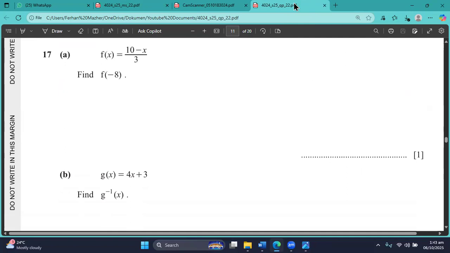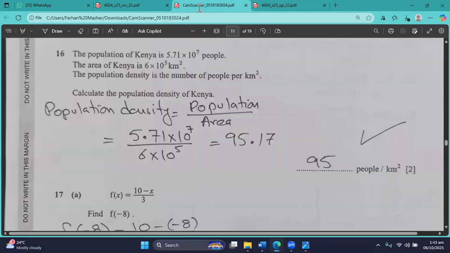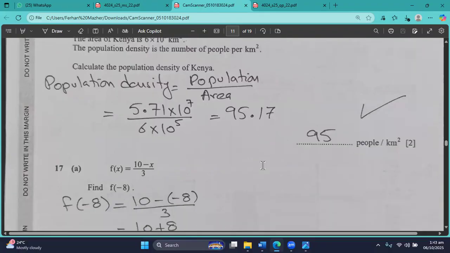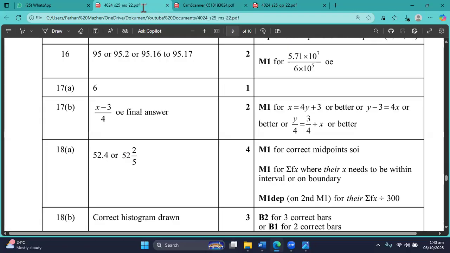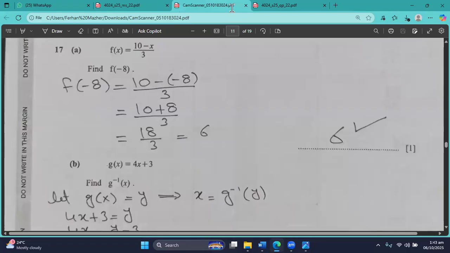The first part is find f of minus 8. In this formula, wherever there is x, substitute that x with minus 8. So f of minus 8 will be equal to 10 minus minus 8 divided by 3. So 10 plus 8 divided by 3, so 18 divided by 3, that is 6. So 6 is the answer, sir. This is how this is done.